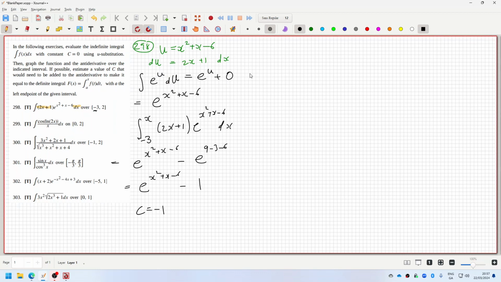Let's do 299 and see what the answer is. So you can use the substitution again. u equals log 2x, and then du equals 1 over x dx. So then you see this here will become the integration of cos u du. So that becomes sine u, sine log 2x. That's the antiderivative.